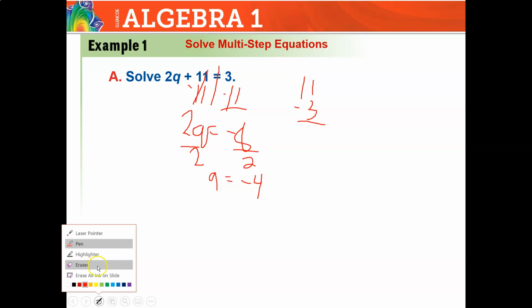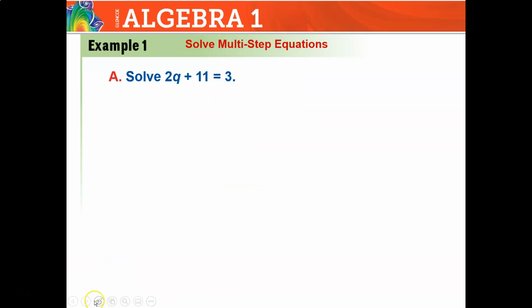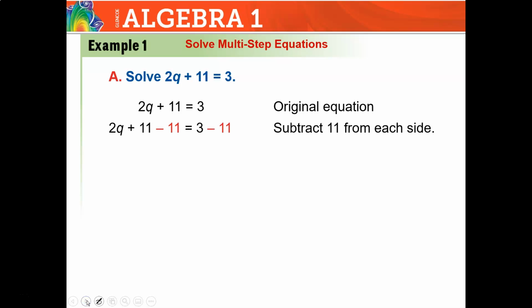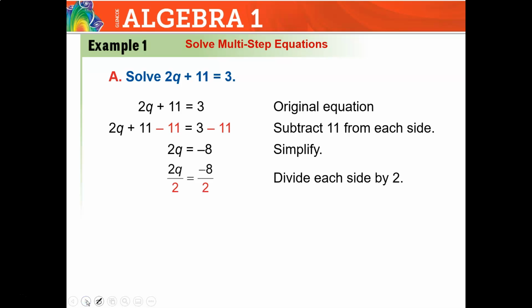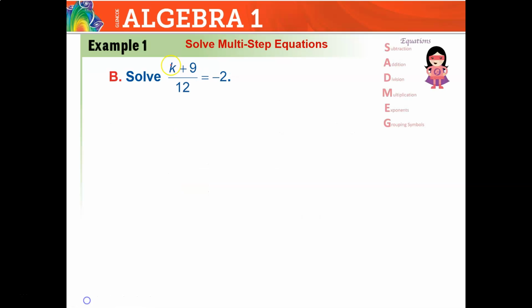Let's look how they solved it step by step. 2q plus 11 equals negative 3. We're going to subtract 11 from both sides. We get 2q equals negative 8. We'll divide by 2.